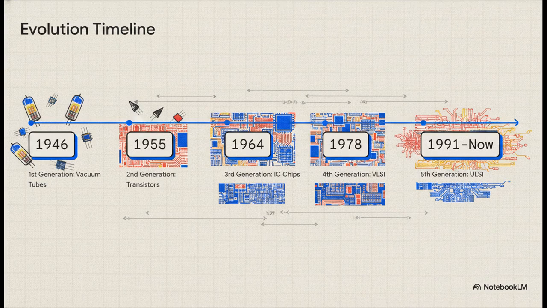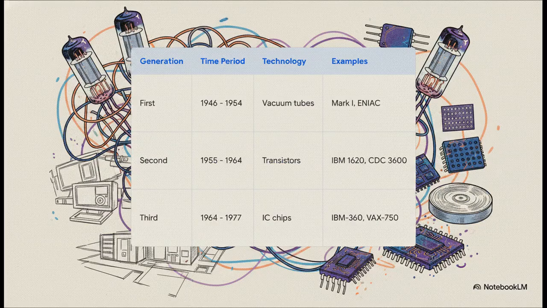We kick things off in 1946 with vacuum tubes. Then, boom, 1955 gives us transistors. 1964 brings IC chips. By 1978, we introduce VLSI. And from 1991 to the present day, we're living in the era of ULSI. The major theme you're going to see here is shrinking. The core components literally get smaller and smaller, allowing the computing power to get bigger and bigger. To put that into perspective, just look at the massive leaps in capability we made over just 3 decades.